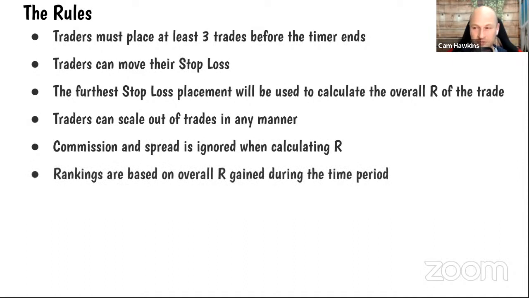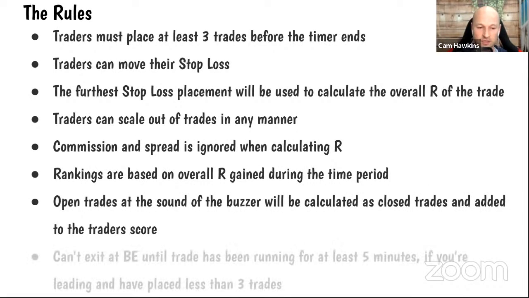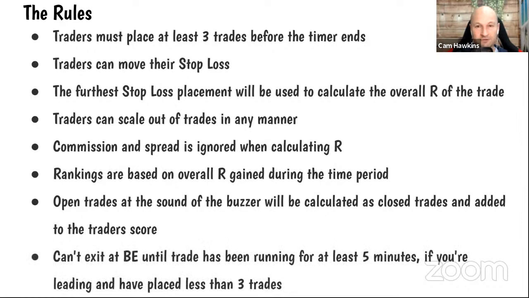I believe you guys are going to use TradingView to do it, so we're not actually looking at spreads and all that sort of stuff. Rankings are based on overall R gain during the time period, and open trades at the sound of the buzzer will be calculated as closed trades and added to the trader's score. And then there's one new rule here for the final. This was after we sort of evolved things here. Can't exit at break even until the trade has been running for at least 5 minutes, only if you're leading and have placed less than 3 trades.